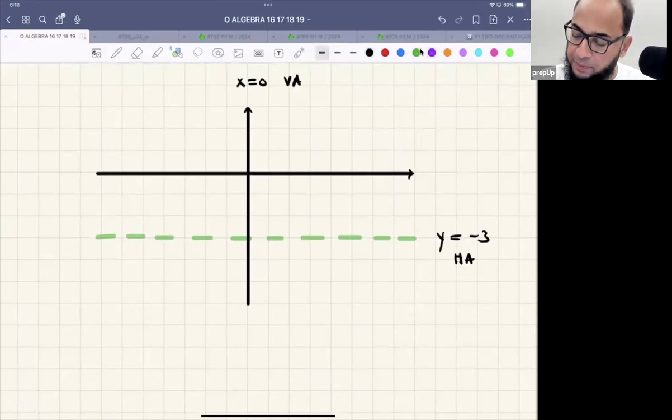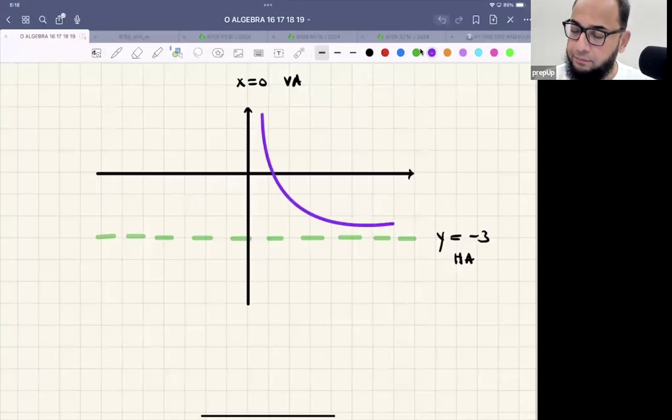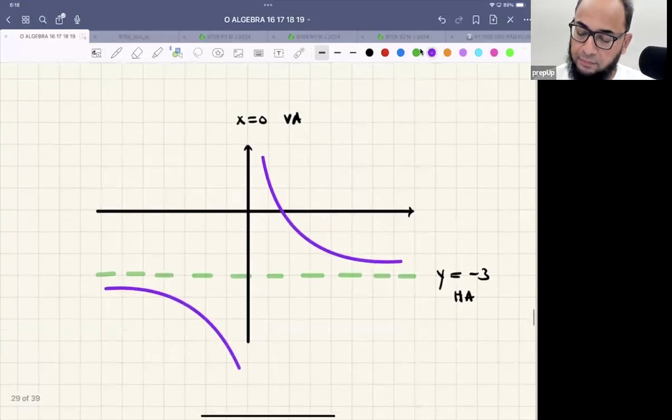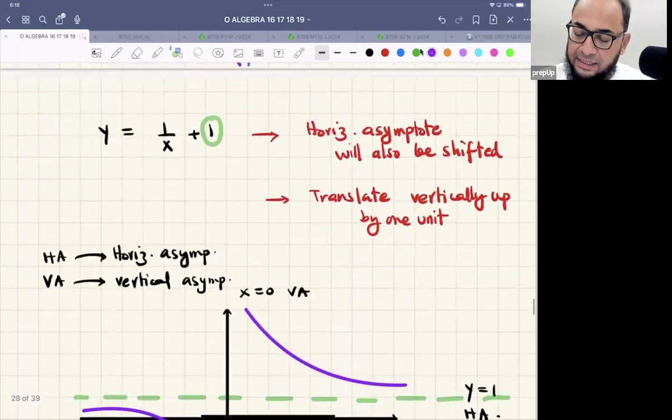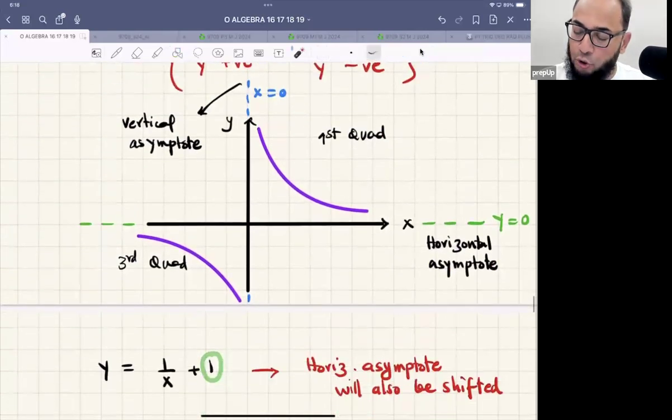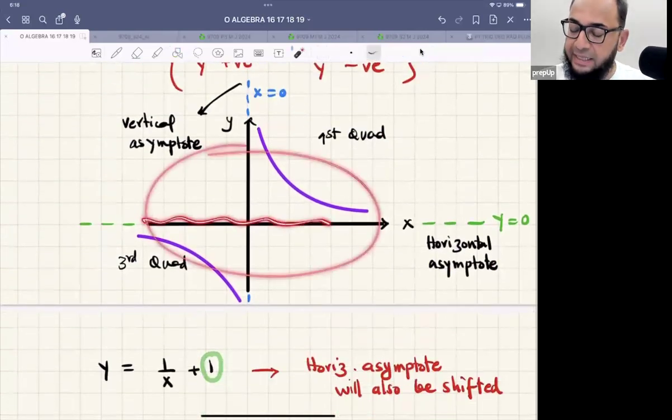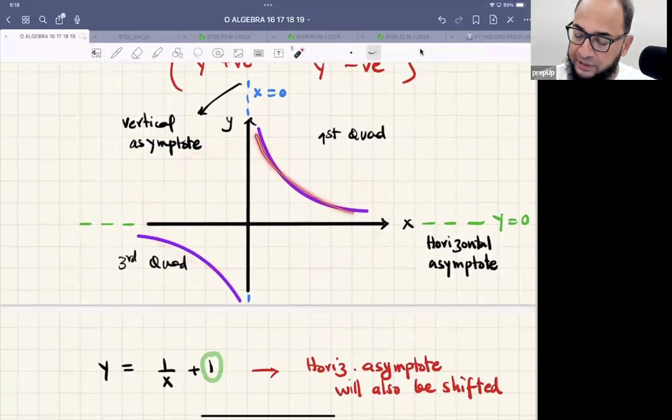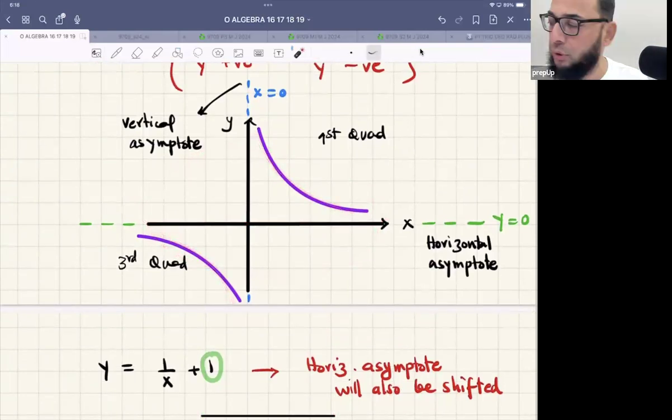So let me choose this purple color. And the graph goes like this, something like this, and something like this. So basically it's the same graph which is right over here, and since the asymptote is shifted, the graph is drawn with respect to the asymptote.